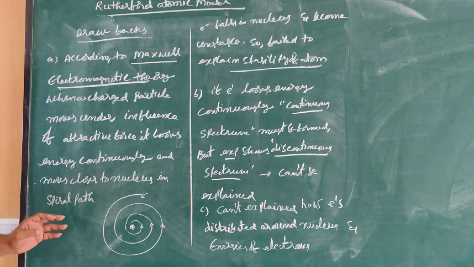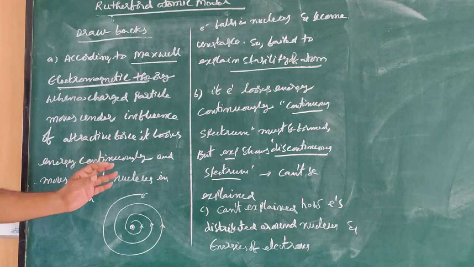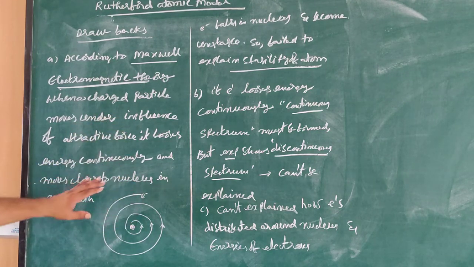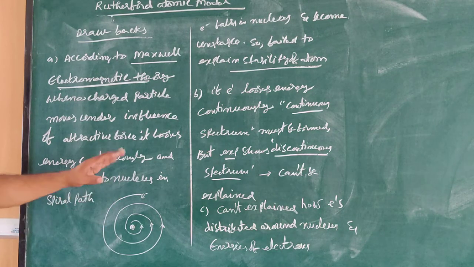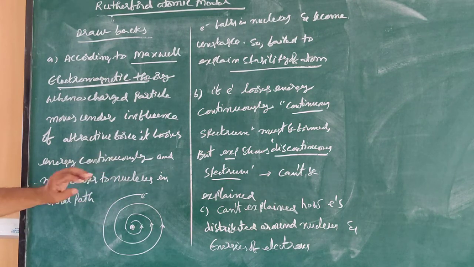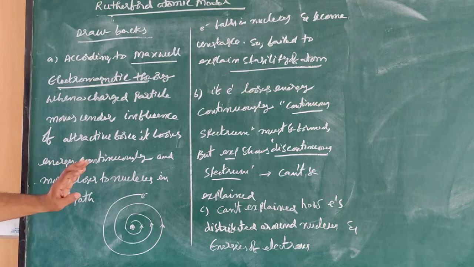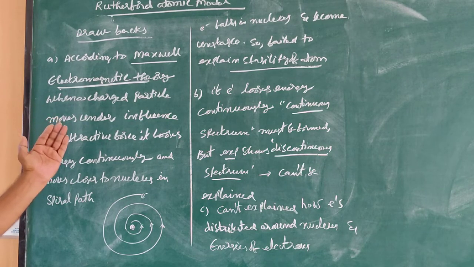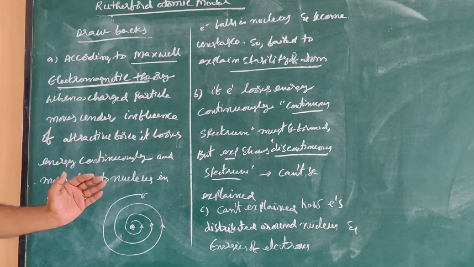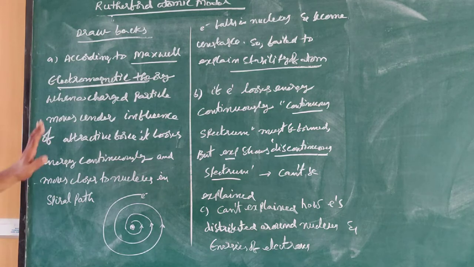Next one. Rutherford cannot explain how electrons are distributed around the nucleus. And what about the energies of the electrons? Both the distribution and energies of electrons, he cannot explain. So these are the major drawbacks in the Rutherford atomic model.